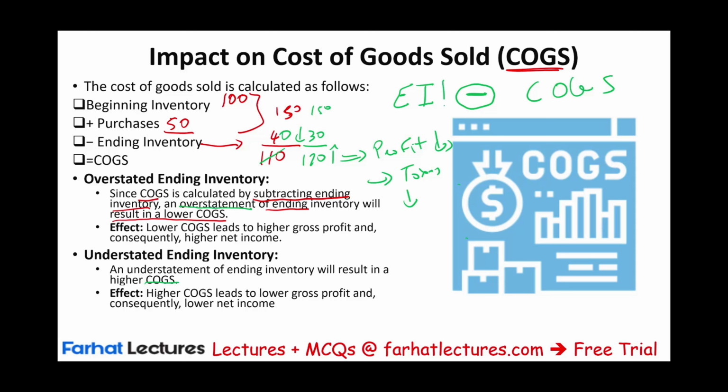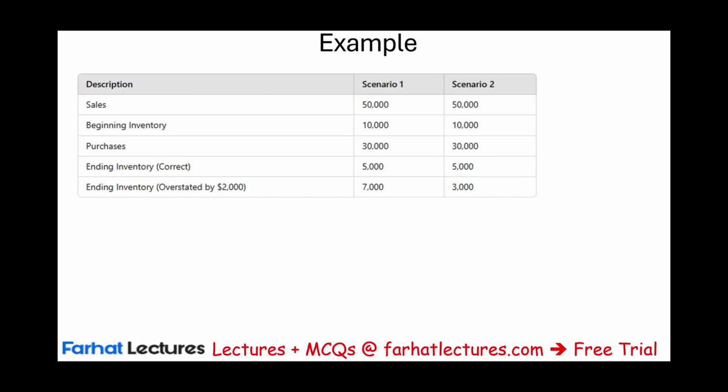It means if you overstate, if you overreport ending inventory, you are going to understate cost of goods sold. And the opposite is true. If ending inventory is understated, it means cost of goods sold is overstated. They have an inverse. They work in the opposite direction. The best way is to look at an example. Let's take a look at this scenario.